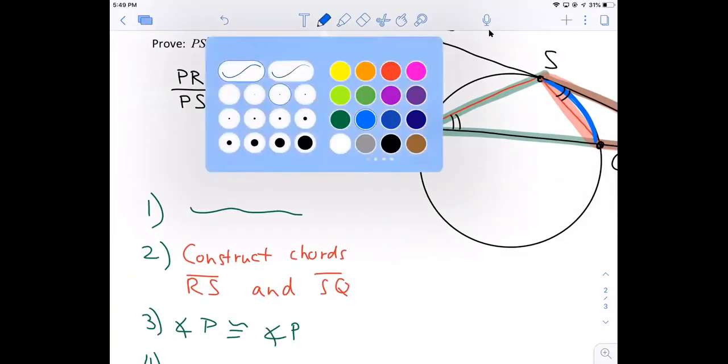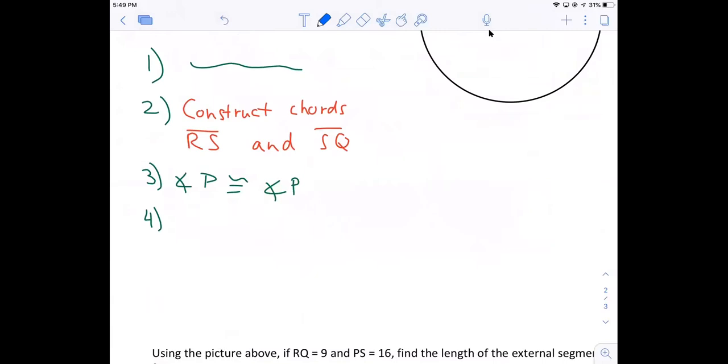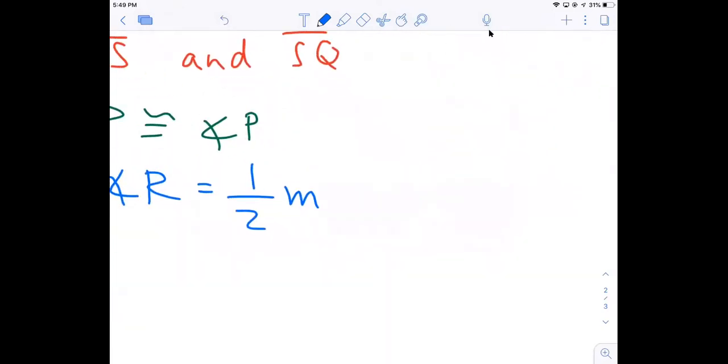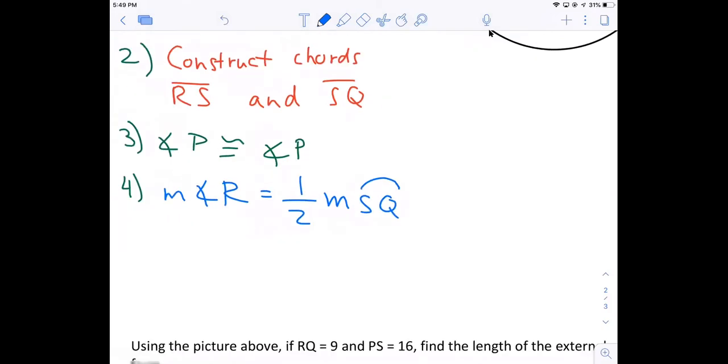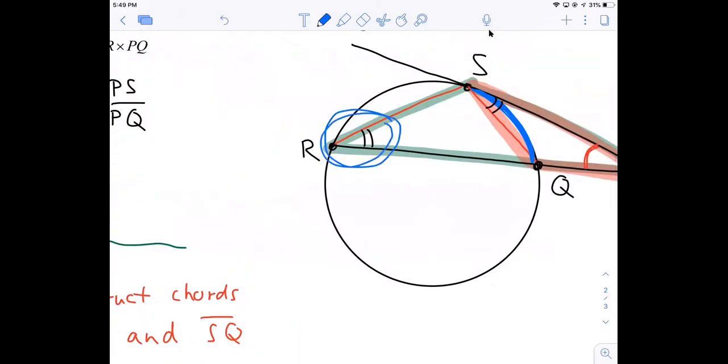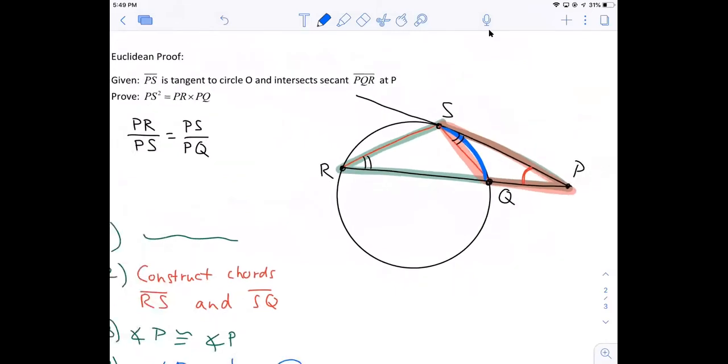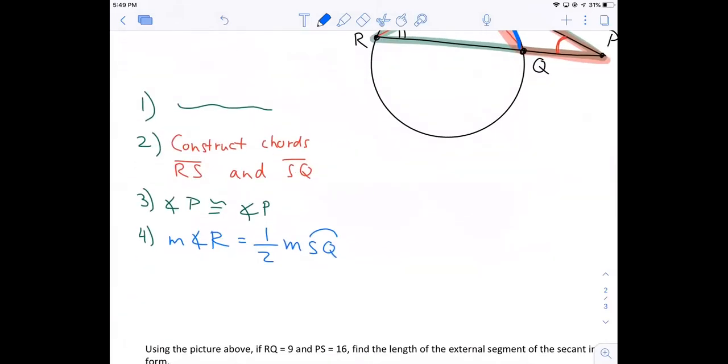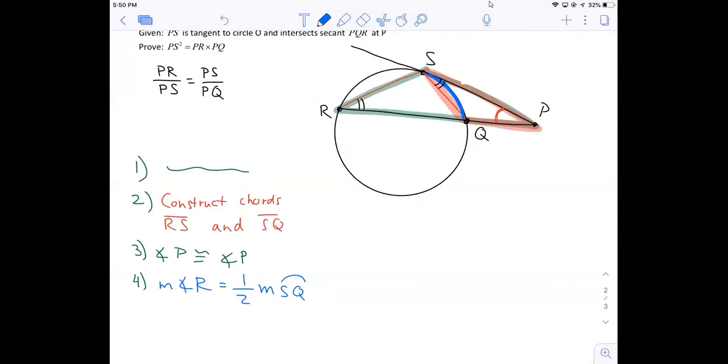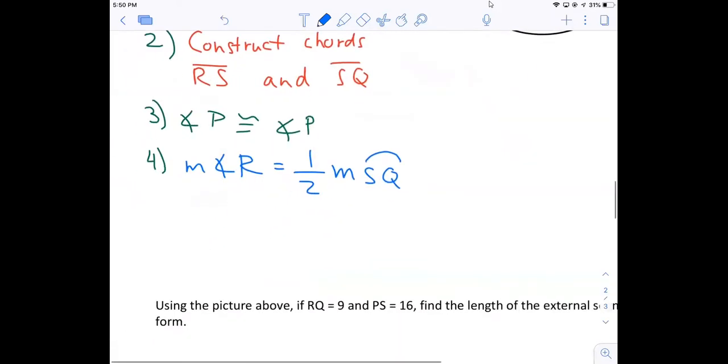So I'm going to say that the measure of angle R is equal to 1/2 the measure of the arc it intercepts, which is arc SQ. The reason for that is this angle R here is an inscribed angle. So the reason will be the measure of an inscribed angle is equal to 1/2 the measure of the arc that it intercepts.